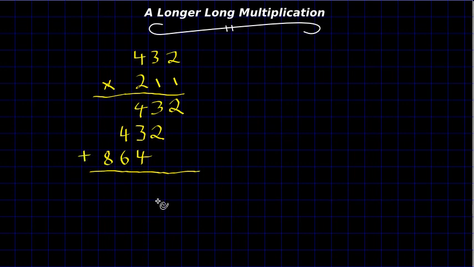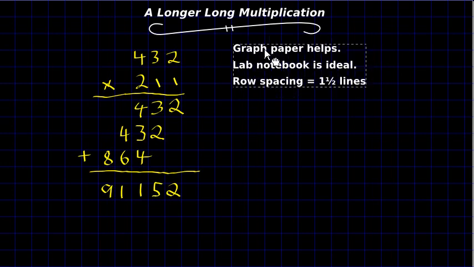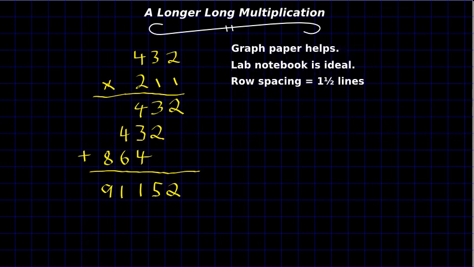Now all we have to do is add those guys up, and that gives us 2, 5, 11, carry the 1, makes 1, carry the 1, makes 9. So let's emphasize a couple of points here. First of all, it's really important to keep things lined up in columns. And graph paper helps with this. Actually, the ideal thing is a lab notebook, which is a bound book where every page is graph paper. That keeps everything all in one place.